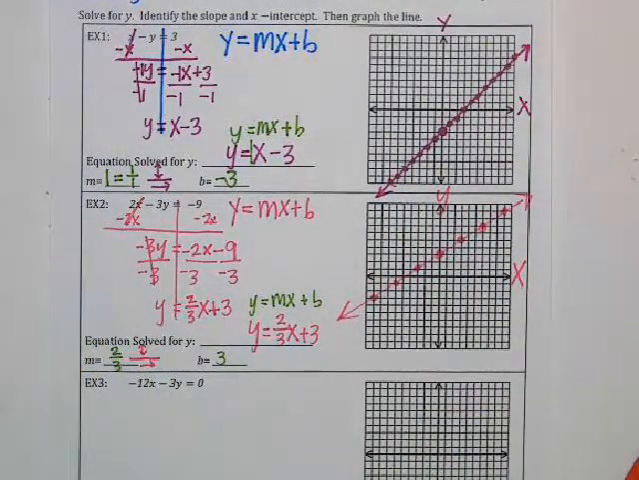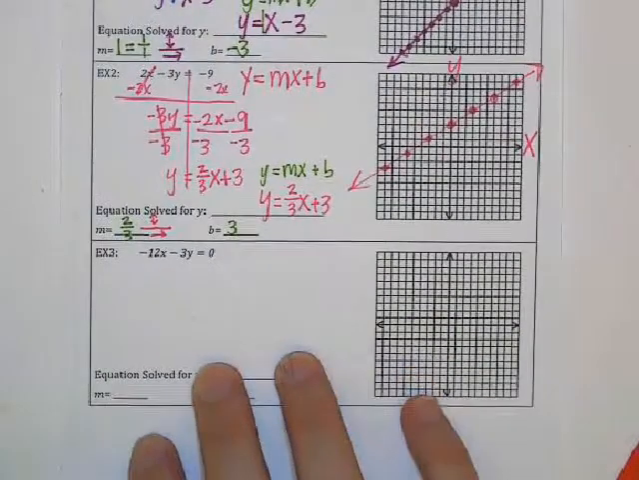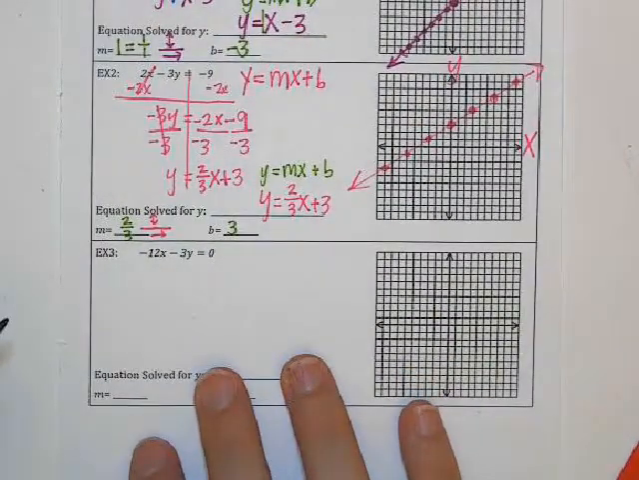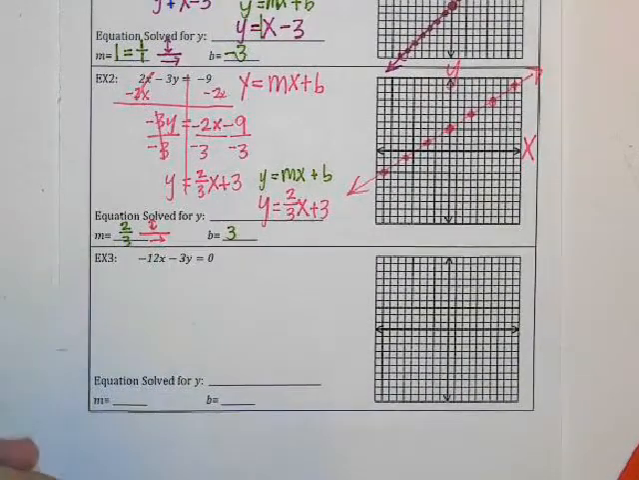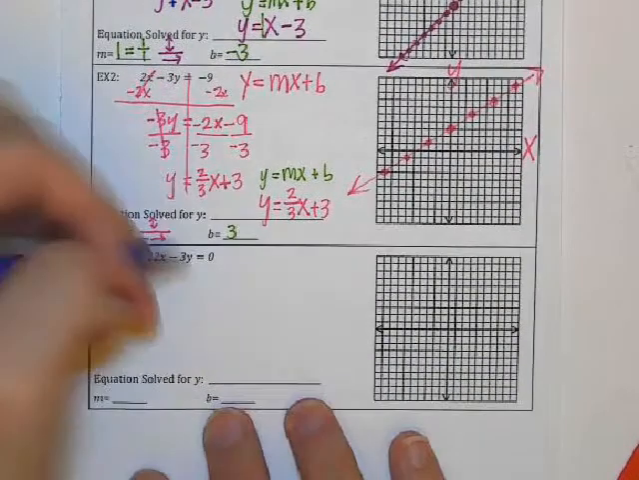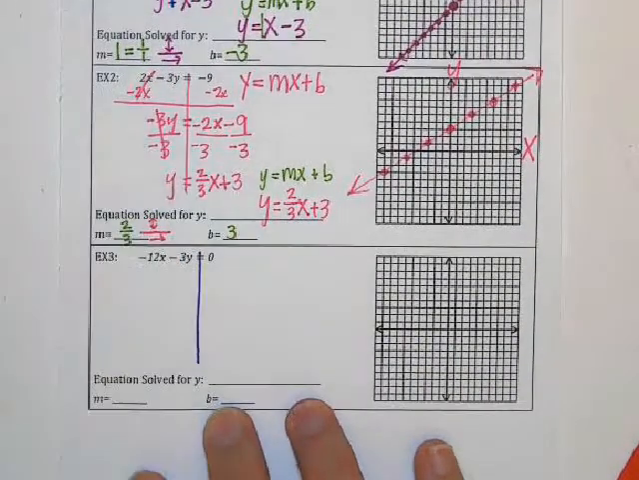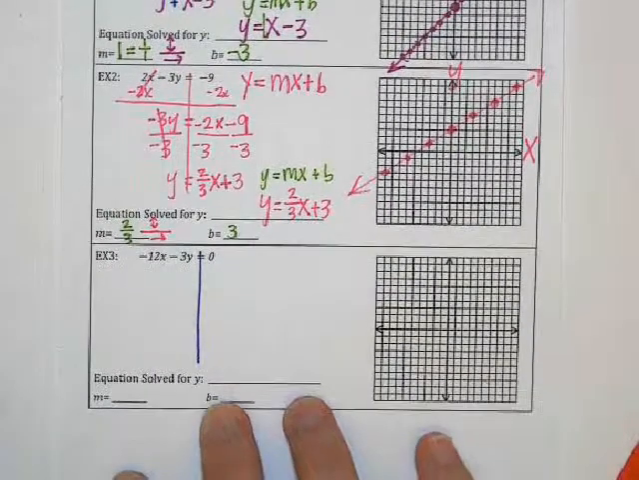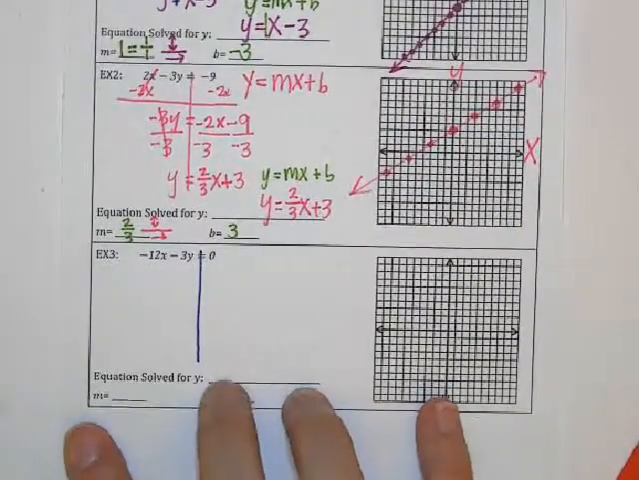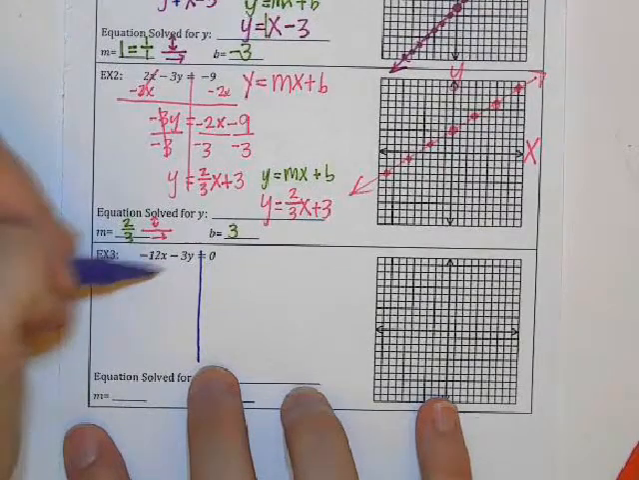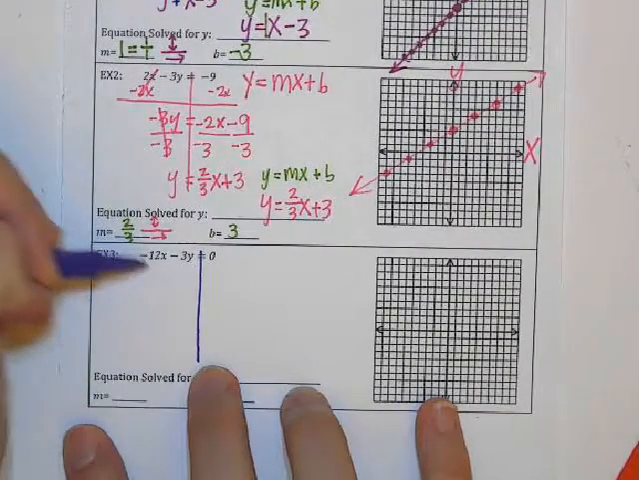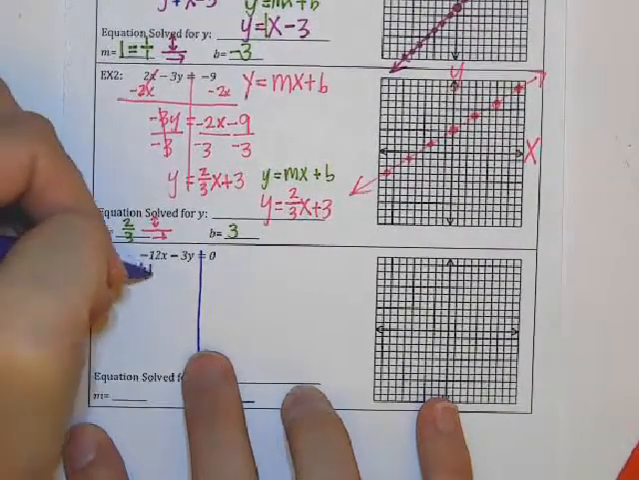Questions? How are we doing? Doing okay? Okay. Example 3. Can I graph this how it looks? No. What do I need to do? Get y by itself. Good. Okay, what do I move first? The x. This is a negative 12x. So what do I do? Positive 12x.